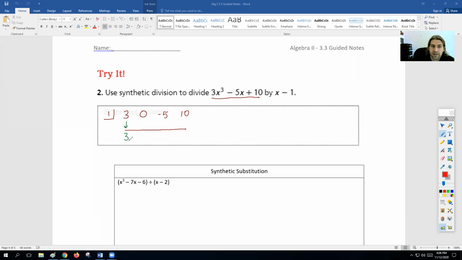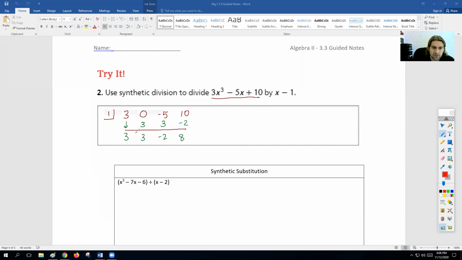Then we're going to start multiplying and adding. 3 times 1 is 3. We add these two together. 0 plus 3 is 3. And we keep this going. 3 times 1 is 3. We add these together. That'd be negative 2. Negative 2 times 1 is negative 2. Add them together is 8.